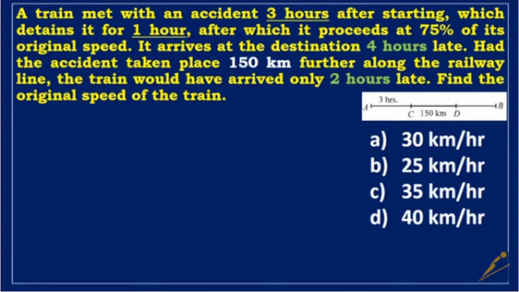Had the accident taken place 150 kilometers further along the railway line, the train would have arrived only 2 hours late. Find the original speed of the train.